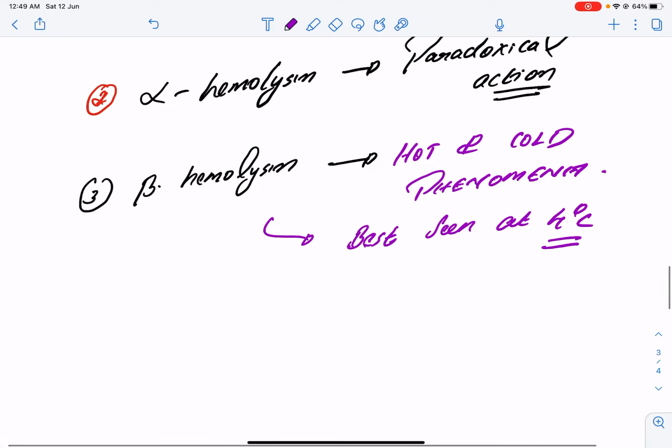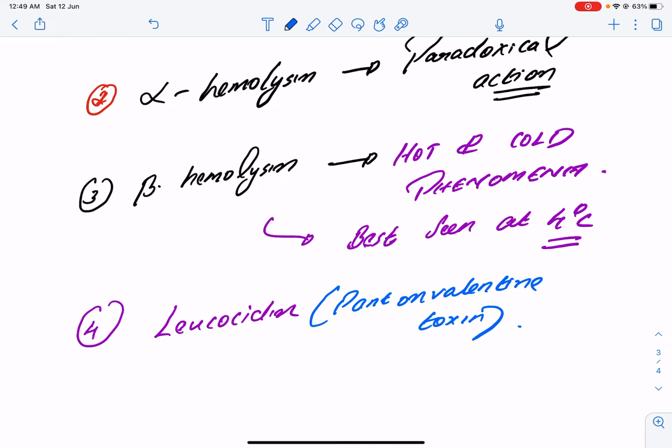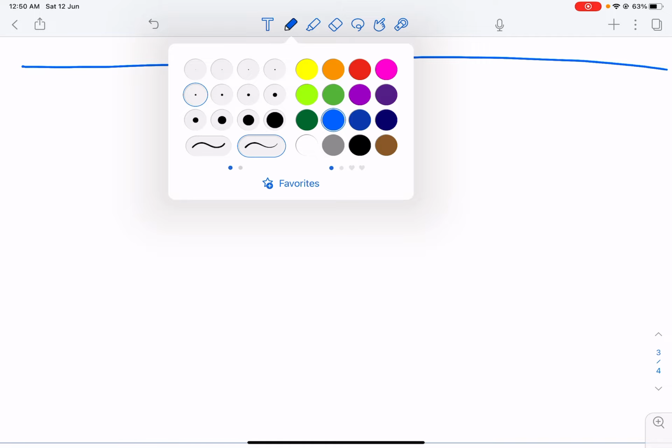Then the last virulence factor here, they have leukocidin. We also call it Panton-Valentine toxin. So these are the main virulence factors of Staphylococcus aureus. Now, they will cause you some toxin mediated diseases here.